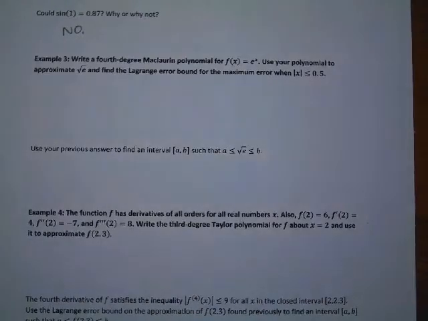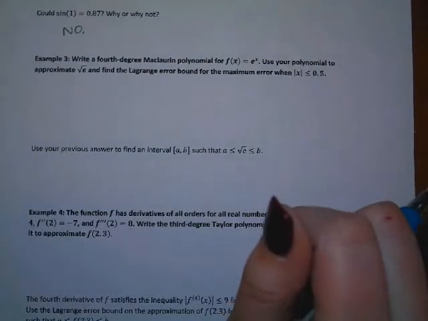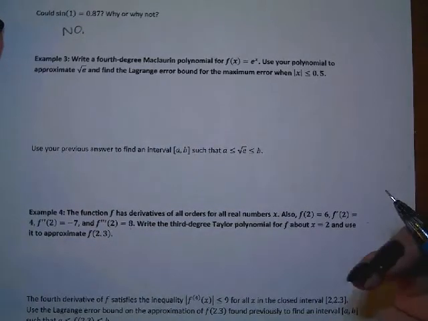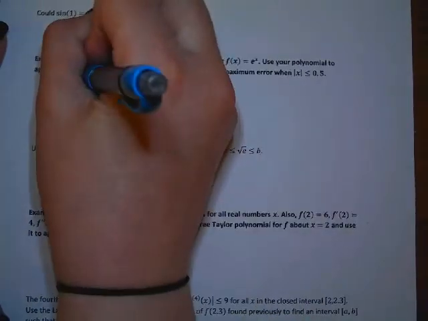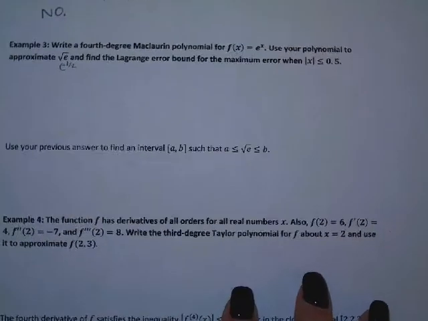Third time is the charm. Okay, so we're going to write a fourth degree Maclaurin polynomial for e to the x. We're going to use the polynomial to evaluate square root of e, which is actually what? E to the 1/2. So we're really just plugging 1/2 into our polynomial. That's what we're actually doing.